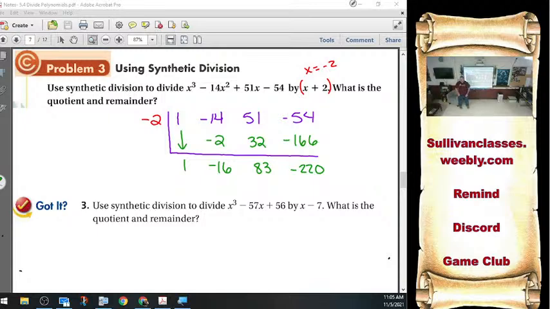Okay. You say, why? What do these numbers even get me? I took a cubic and divided it by x to the first. What should my answer be? Quadratic. So then I come along and I jam in 1x squared minus 16 x's. That's positive, so plus 83. So what's that number at the end? My remainder.